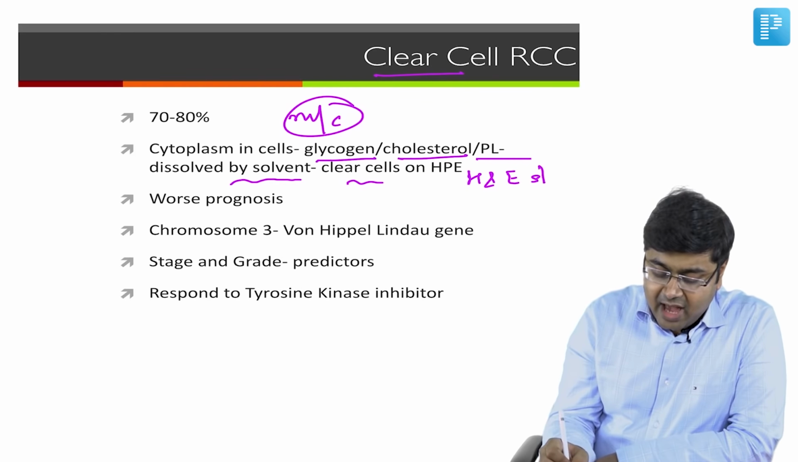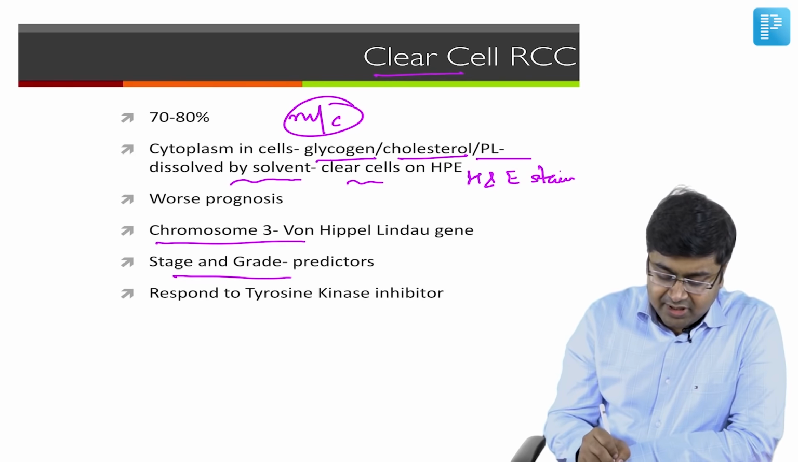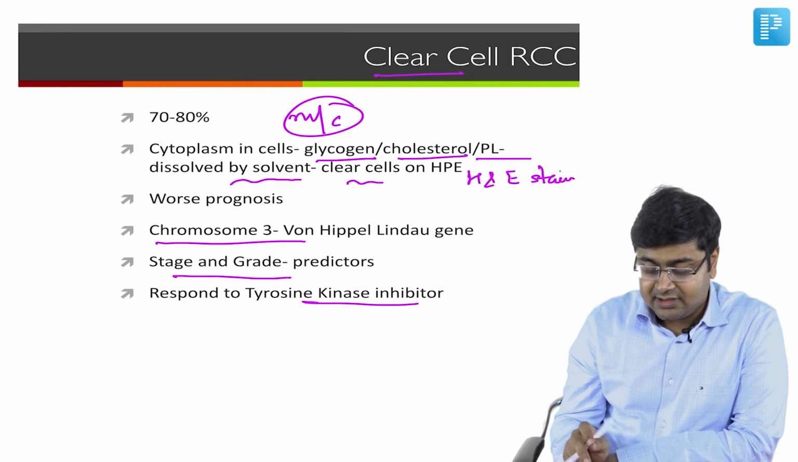Okay. It has a bad prognosis. Chromosomal mutation is 3. Stage and grade are predictors of disease and it typically responds to the tyrosine kinase inhibitors.